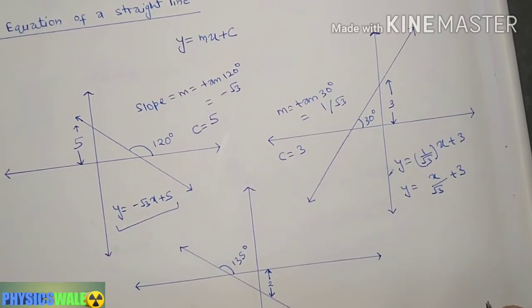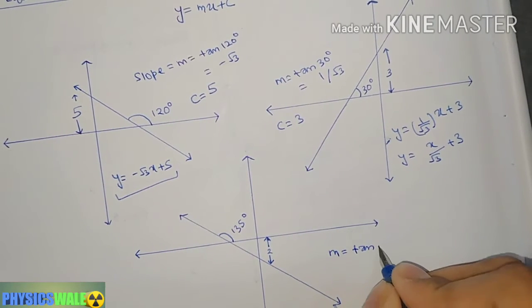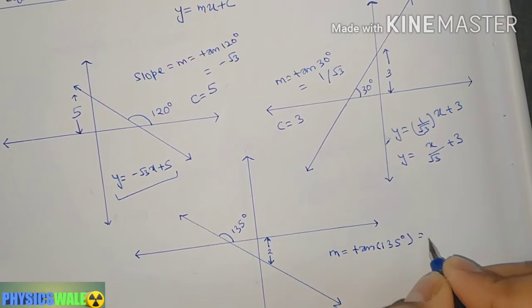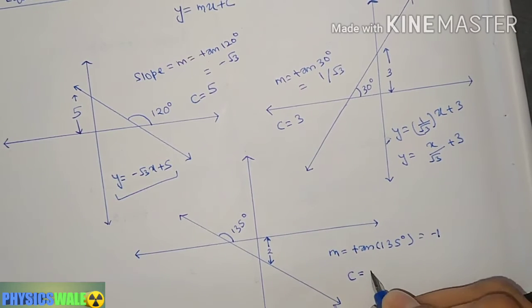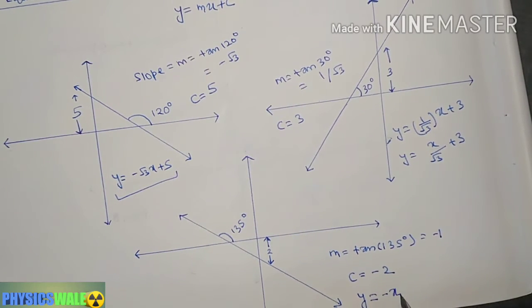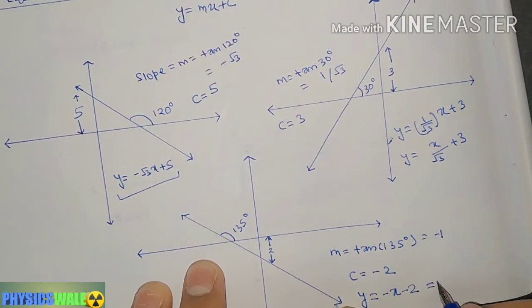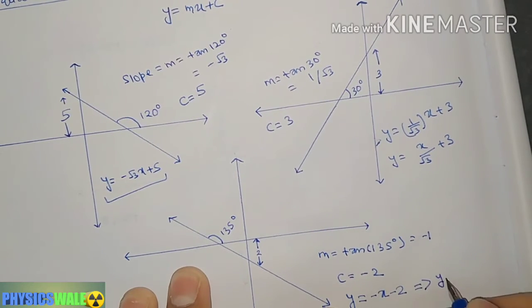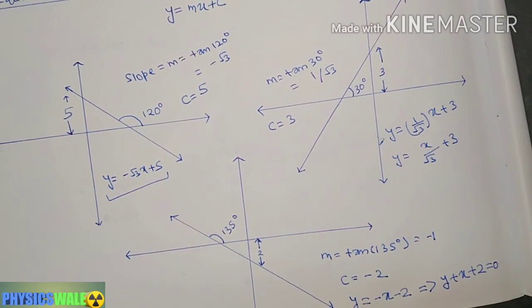Okay, now for this line, the slope is m equal to tan of 135 degrees, which is minus 1, and the value of y-intercept is c equal to minus 2. So the equation of this line is y is equal to minus 1 times x, that is minus x, plus c, that is minus 2. It can also be written as y plus x plus 2 is equal to 0. So this is how we write down the equation of a line from its graph.